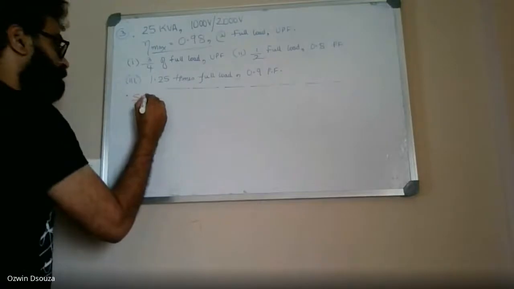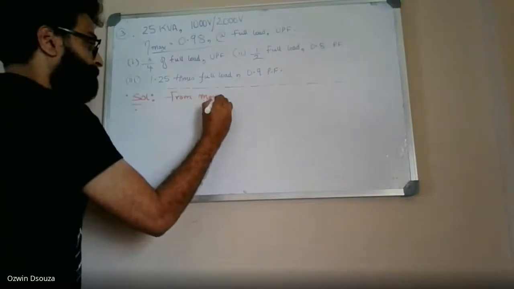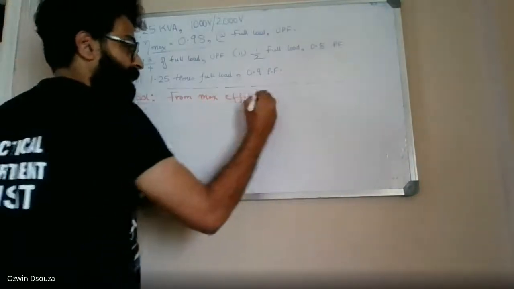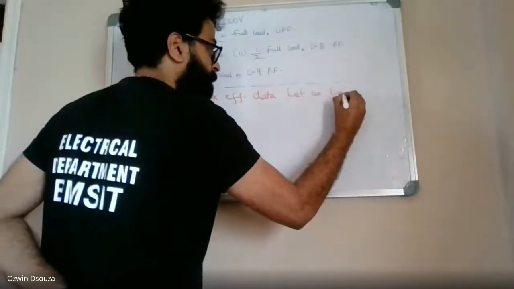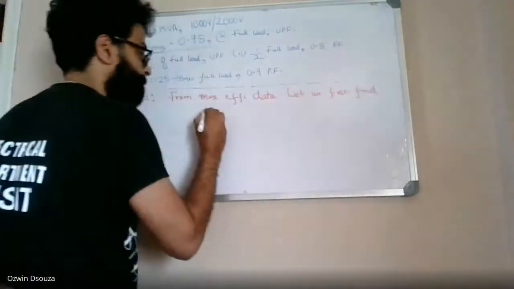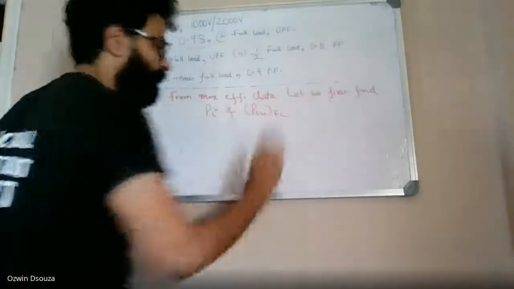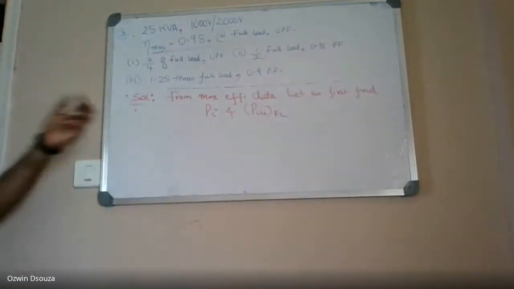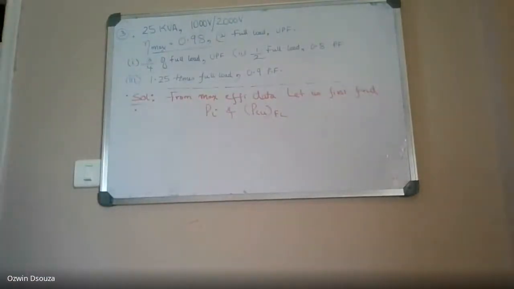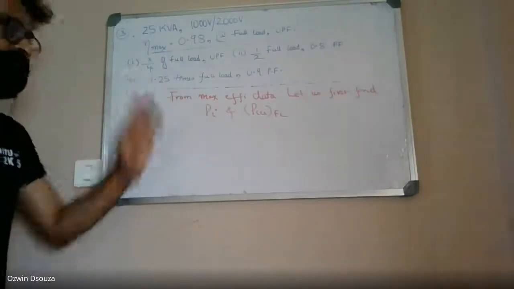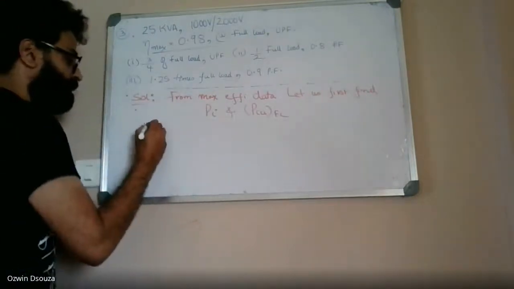So solution, you can write and you can say, from maximum efficiency data, let us first find iron loss and full load copper loss. So this is what you need to find. Once you know iron loss and copper loss, things become pretty straightforward. You have to just substitute the values of iron loss as well as copper loss. So fine, let us solve.